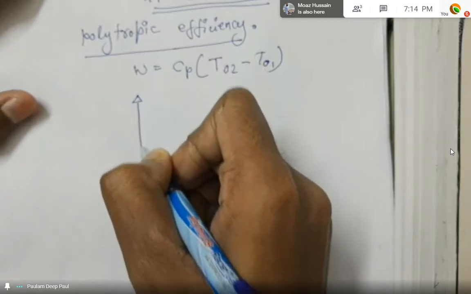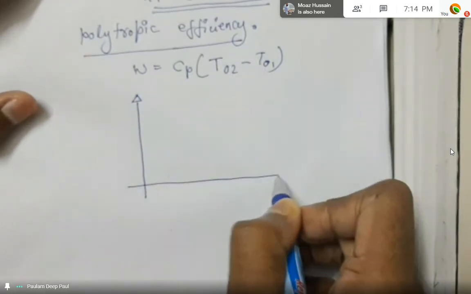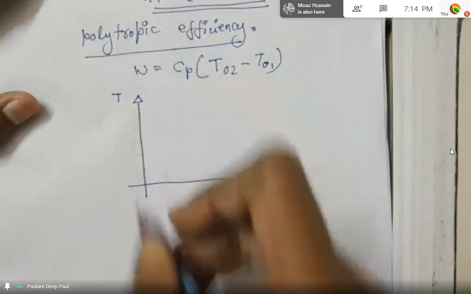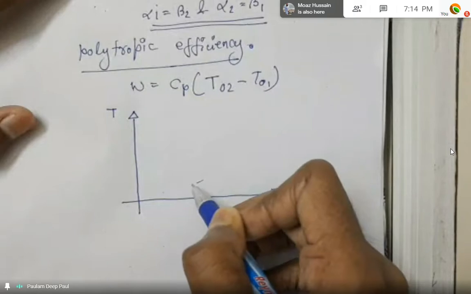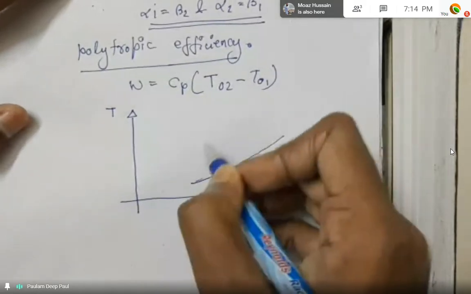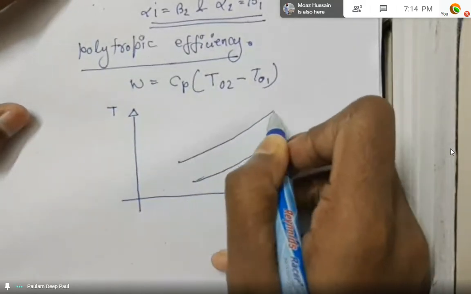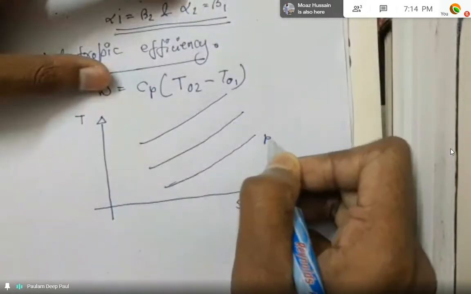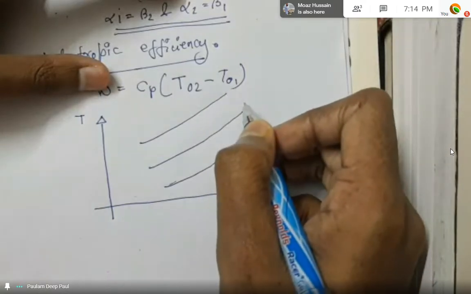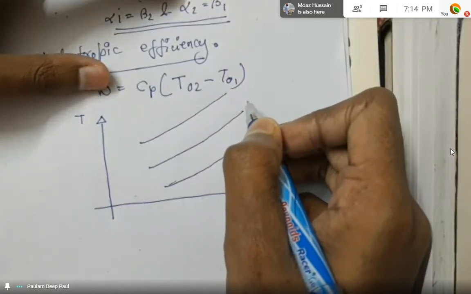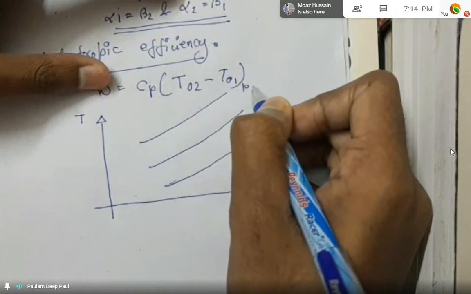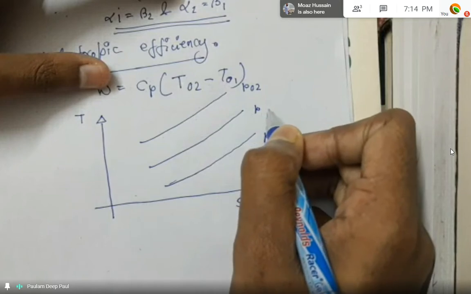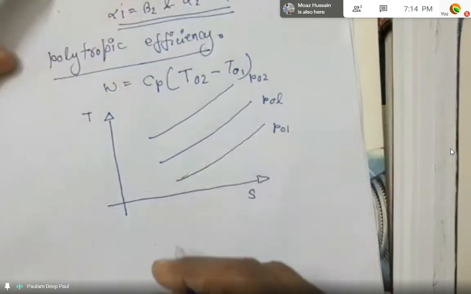We'll draw the temperature-entropy curve, that is T and S. Let us have these lines, which are lines of constant pressure. We will denote each of these lines as P_01 and the final line as P_02, and this is an intermediate pressure, which we can denote as P_0L, anything.